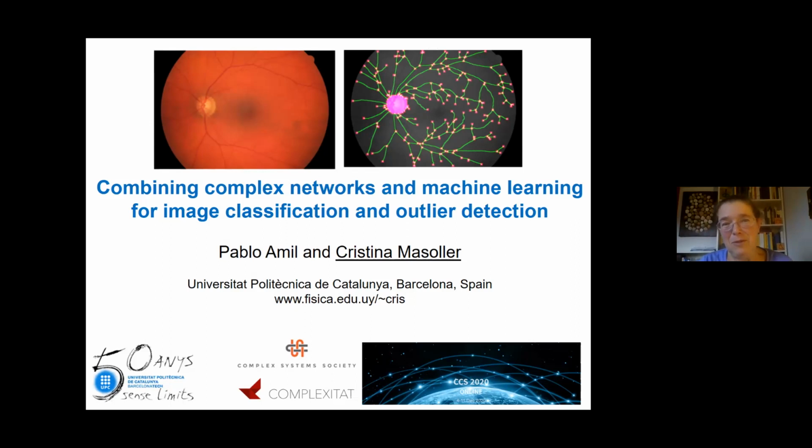The work I will present is entitled Combining Complex Networks and Machine Learning for Image Classification and Outlier Detection. This work was done by a PhD student, Pablo Amil, and several collaborators who I will show at the end of the presentation. So basically the idea is to use complex networks and machine learning to classify images. Here you see an example. This is a retina image, and this is the network that we extract from this image. For this network, we use analysis tools based on complex networks and machine learning to obtain some classification.